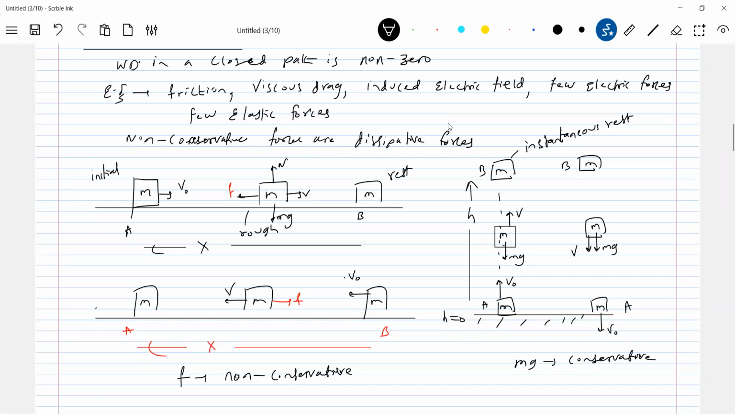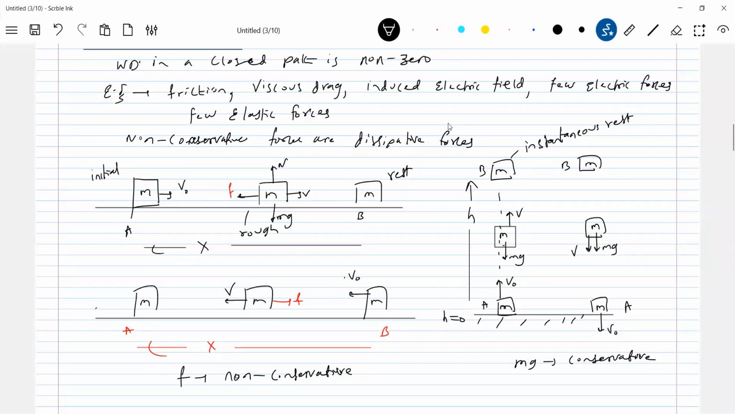Is an external force conservative or non-conservative? You take any force: if the work done by that force in a closed path is zero, it becomes conservative. If the work done in a closed path is non-zero, it becomes non-conservative. Let's not fight with that classification, because we are more bothered about the conclusion, not about grammatical things.